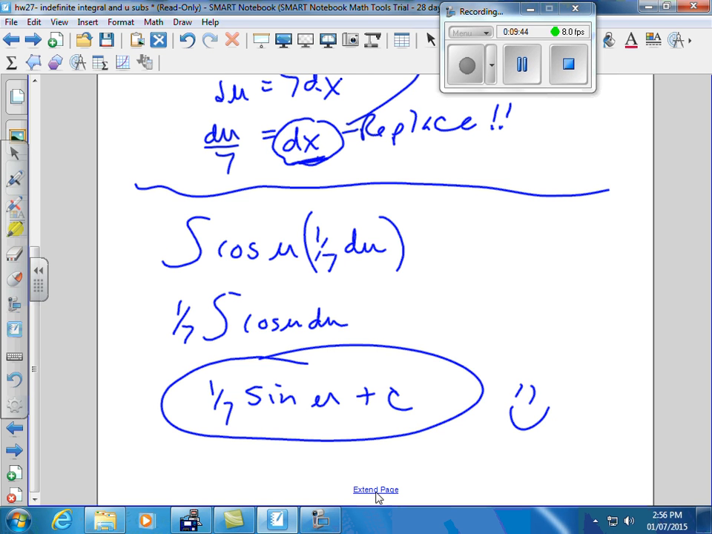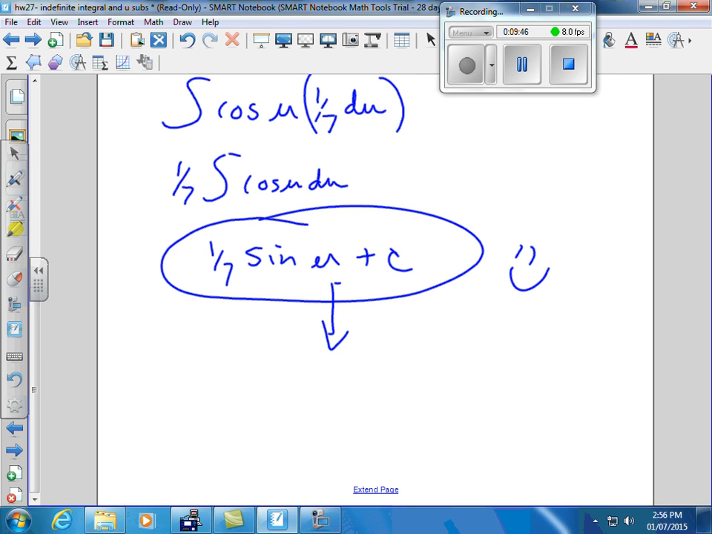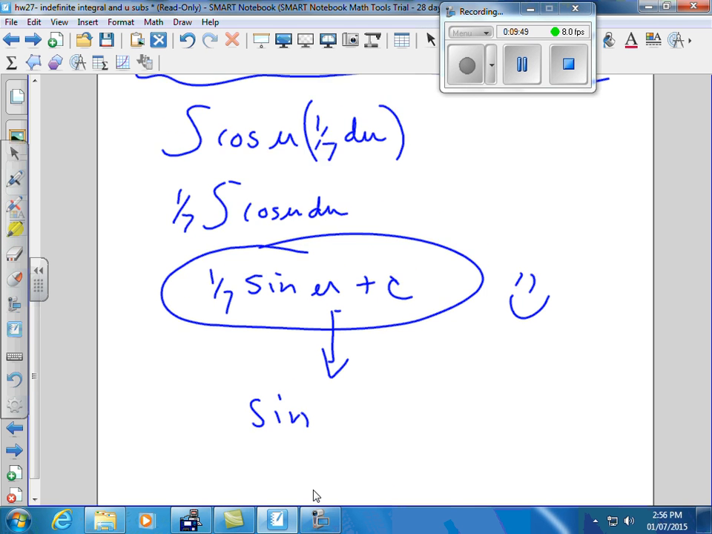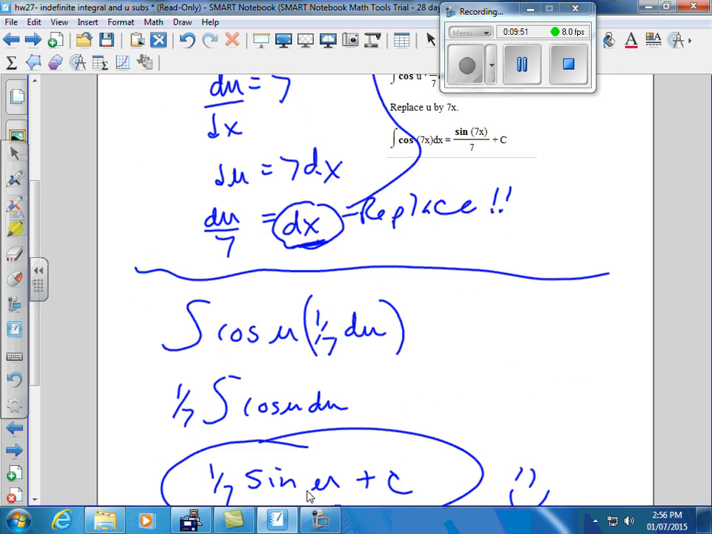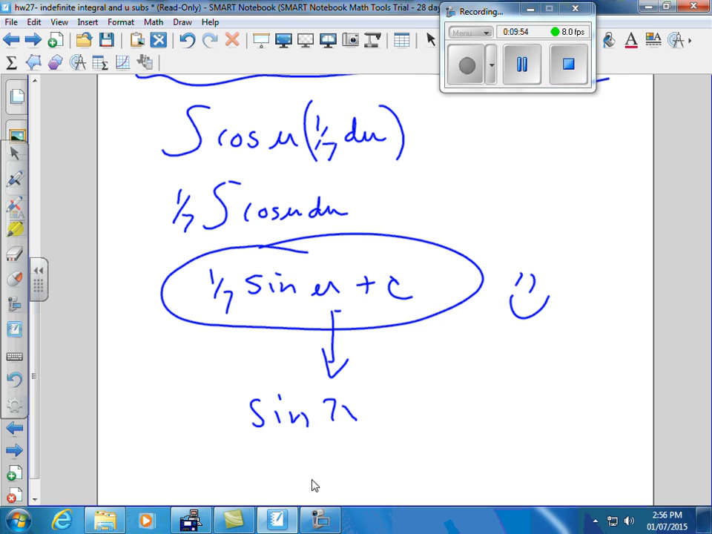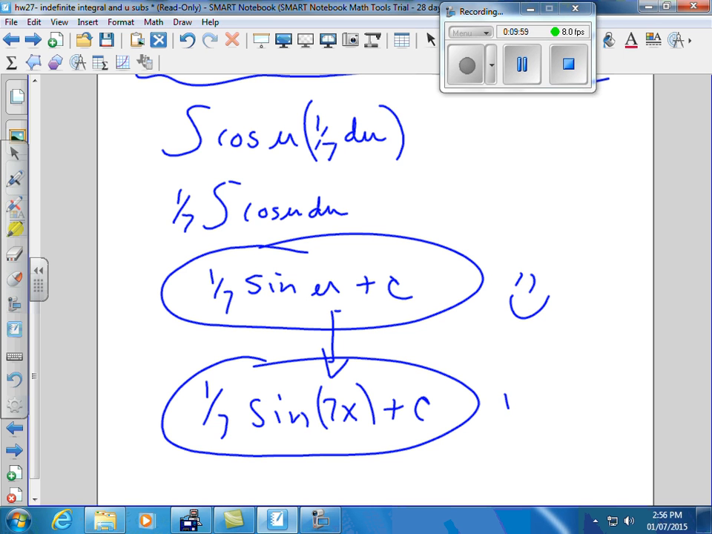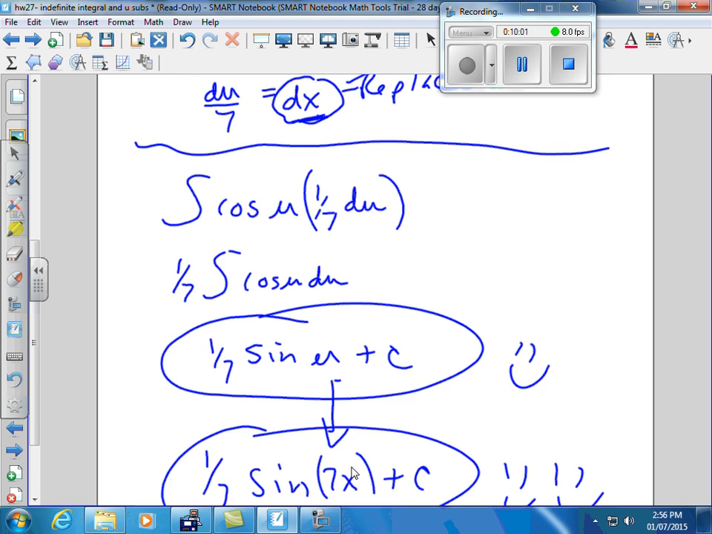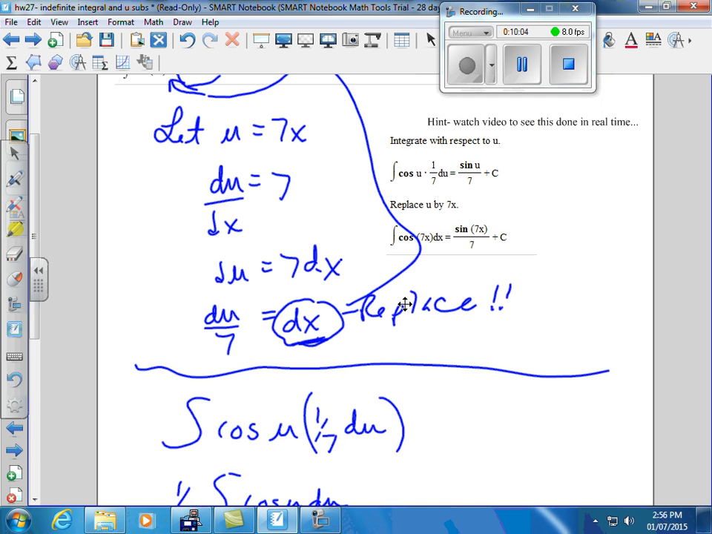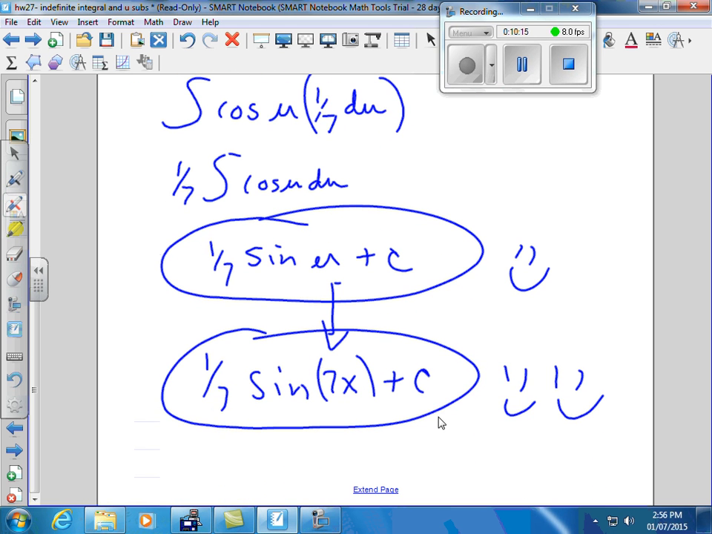Now you get to there, I'm happy, you just have to remember to put your u back in. So sine of whatever your u was, which from the very beginning we said was 7x, and the 1/7 can float out front. Now there, I'm double happy. Okay, so now let's check the final answer, which I always paste in just so you have it. It's right here: sine 7x over 7 plus c. Stylistically it's written a little bit differently here, but it means the same thing. All right. Hope that helps.